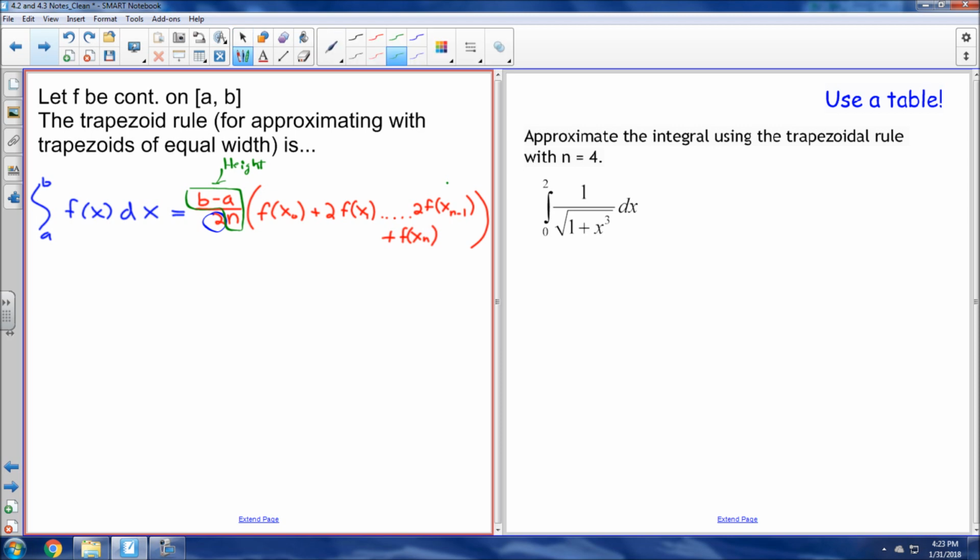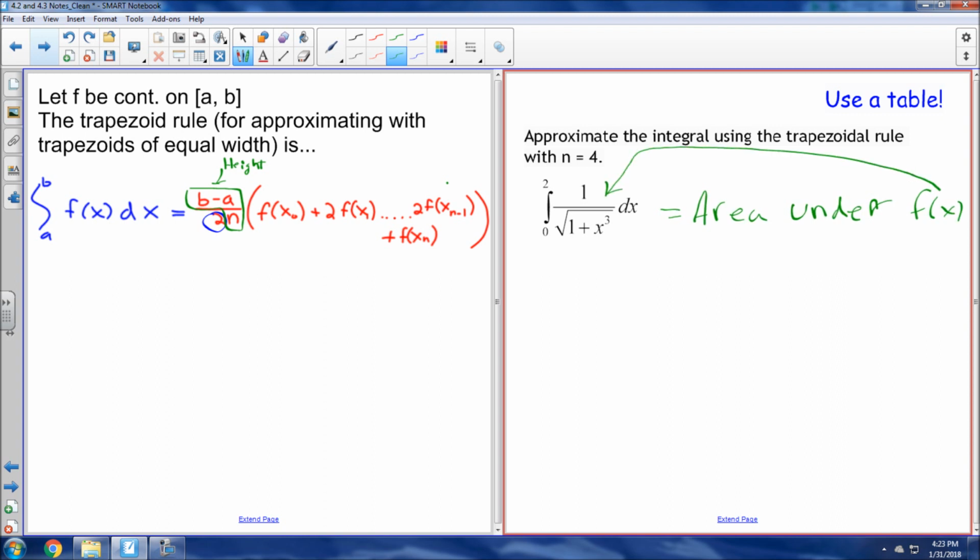So what is this saying? This is saying we want the area under that function, whatever that function is. This is the function, right? From x equals 0 to x equals 2. Okay? And that's the area enclosed by that and the x-axis.